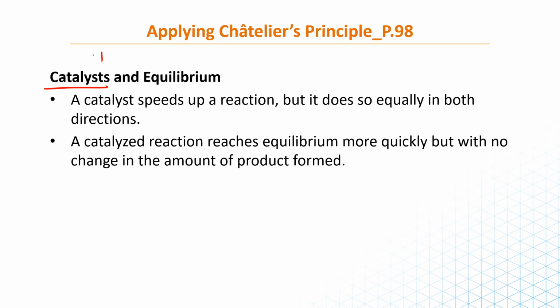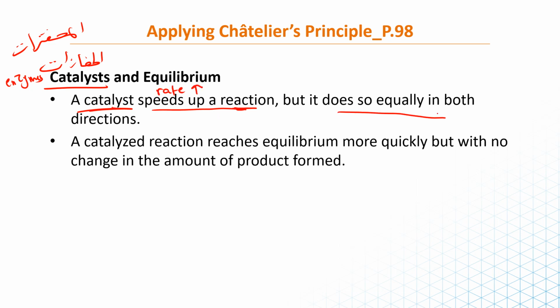Catalysts اللي هي الحفازات أو المحفزات. It's like enzymes guys. So catalysts speed up the reaction. يعني الكاتاليست يأثر على سرعة التفاعل. The rate goes up. But it does equally on both directions. يعني التفاعل الأمامي والتفاعل الخلفي يتسارعون بنفس الدرجة أو المعدل.